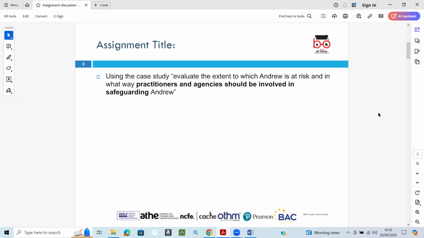And if we miss any of the important keywords, then we won't be able to get a pass grade. So it's necessary that we first complete the passing criteria, then we go for the merit, and then we go for the distinction.